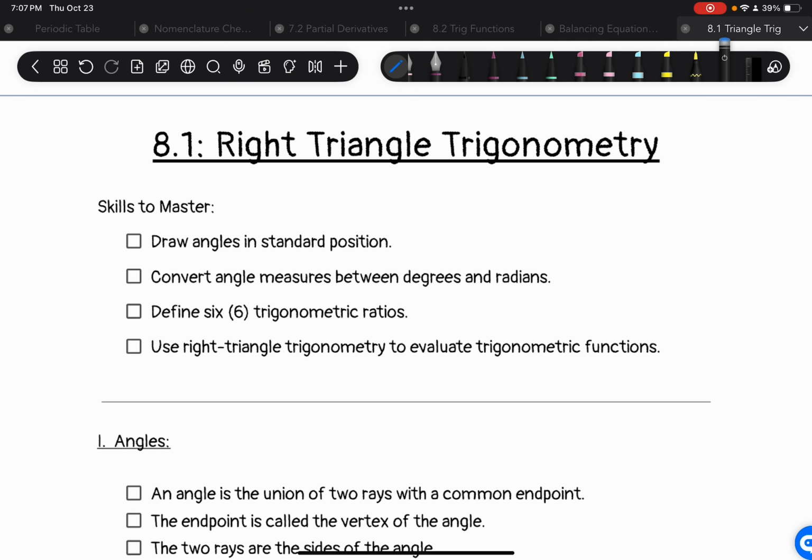Hi! Today's review video is going to be on 8.1, right triangle trigonometry. So we have 4 different skills to master. One is being able to draw angles in a standard position. Our second one being able to convert angle measures between degrees and radians. Our third one is defining the 6 trigonometric ratios. And then our fourth one is using the right triangle trigonometry to evaluate trig functions. So let's get started.